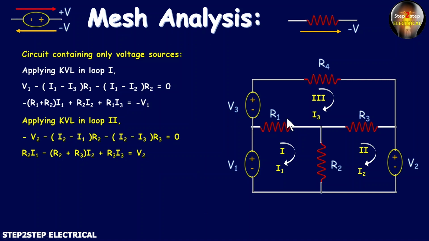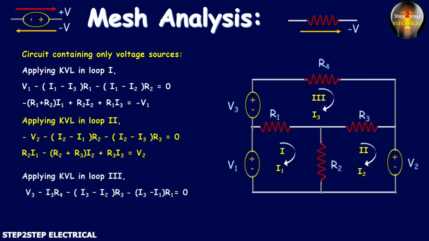Let's apply KVL in loop 3. On applying KVL in loop 3, we can write V3 minus I3 into R4 minus (I3 minus I2) into R3 minus (I3 minus I1) into R1 is equal to 0. Here V3, why? Because the current is flowing from the negative to the positive terminal of the battery, so it is positive. And minus I3 R4, because I3 is the single current flowing through this R4.